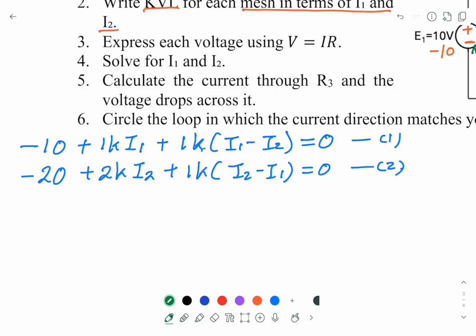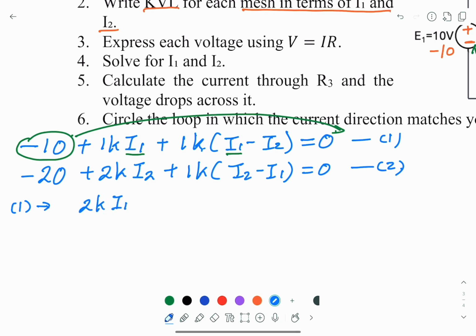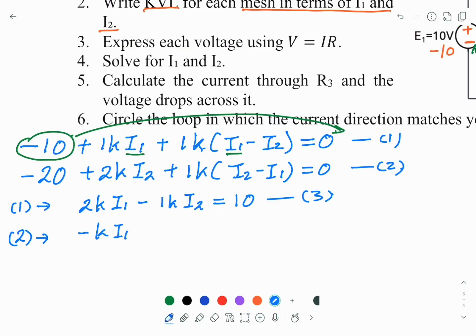You can see here I collect the terms I1, I2, and I also see this is a constant, so I move the constant to the other side. Once I tidy up, equation 1 will become 2k I1 minus 1k I2 equal to 10. This is equation 3. It will be minus k I1 plus 3k I2 equal to 20.